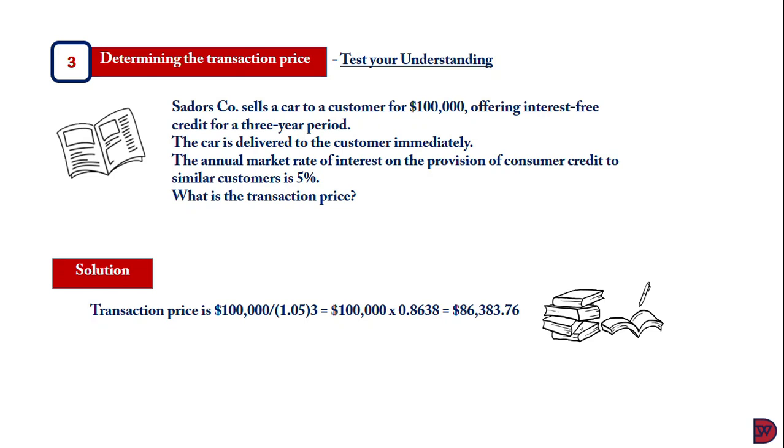Now, because there is a difference between when the car is transferred, which is immediately, and 3 years, there is a component of significant financing. So this $100,000 has to be discounted from the 3 years time which will be received to the time the car was transferred, which is immediately. So at 5%, the transaction price will be $86,383.76. So you divide the 100,000 by the 1.05, which is compounding figure for the interest of 5% raised to the power 3 because it's 3 years.